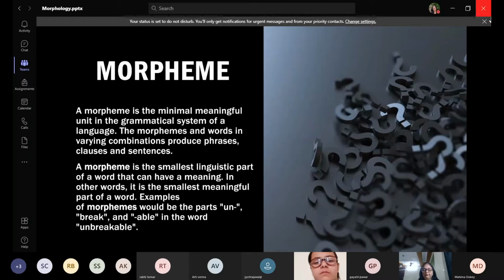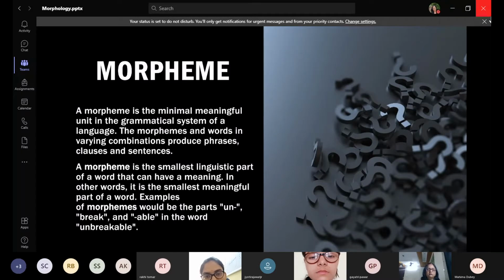Morpheme is a minimal, सबसे छोटी, meaningful unit in the grammatical system of a word. Meaningful means it could have some dictionary meaning, or it may fulfil some grammatical purpose, a grammatical function. So morpheme is a minimal meaningful unit. By meaningful we mean dictionary meaning or grammatical function in the grammatical system of language.